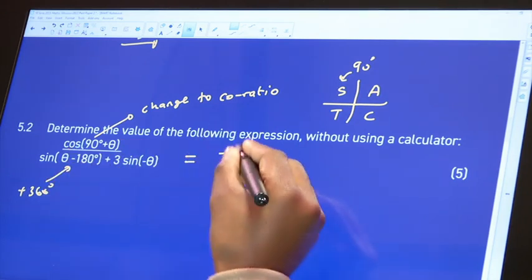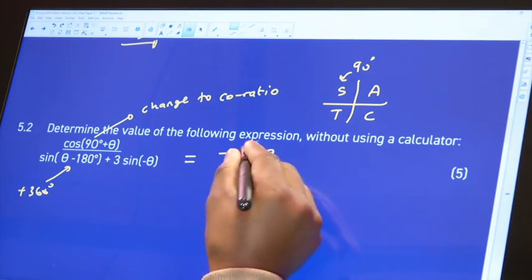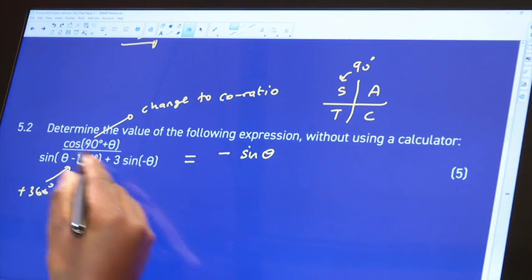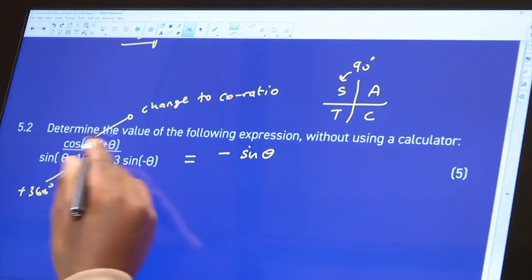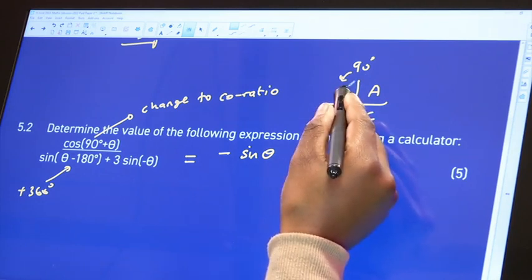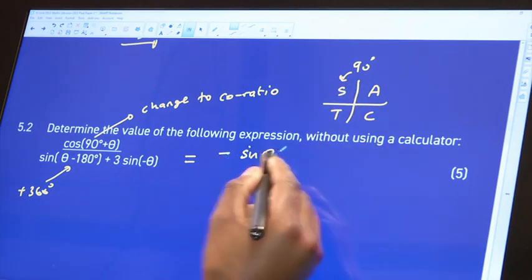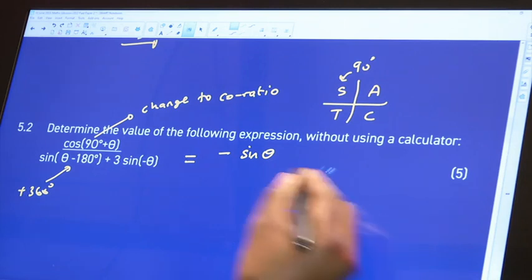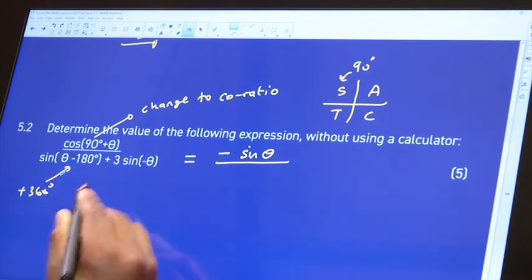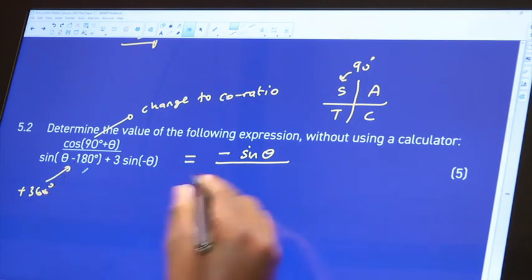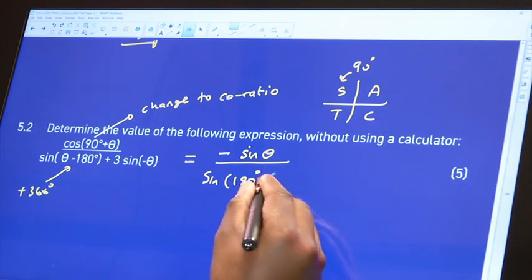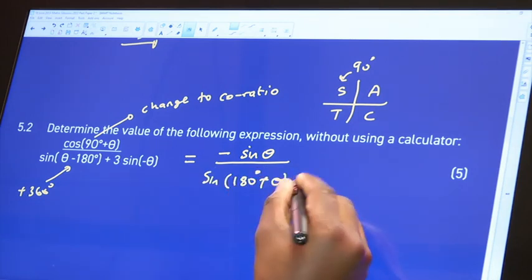But negative what? Negative sine of theta, right? This negative, I am getting it from the fact that cosine in this quadrant where 90 plus theta is located is going to come out negative. And then it just happens to change to its co-ratio, which happens to be sine of theta. Now at the bottom here, I'm sitting with sine of theta minus 180. When you add 180, that's equivalent to just the sine of positive 180 degrees plus theta.